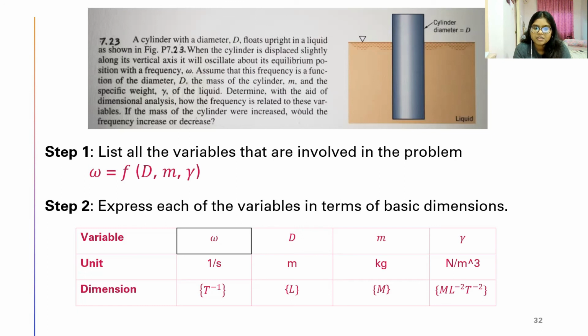Step 2, express each of the variables in terms of basic dimensions. The unit for omega is 1/seconds. The unit for diameter is meters. The unit for mass is kilogram. And the unit for gamma is Newton per cubic meter. And in its dimension, don't forget to add the bracket.